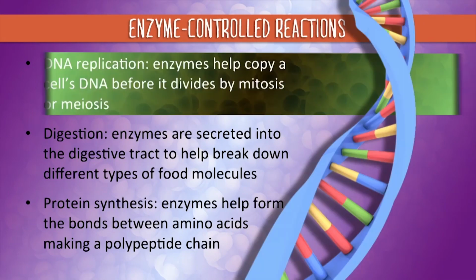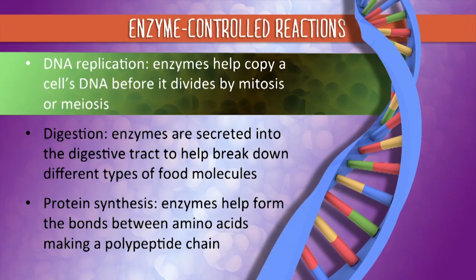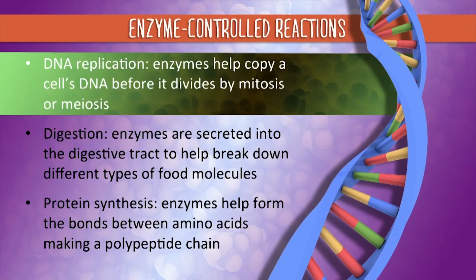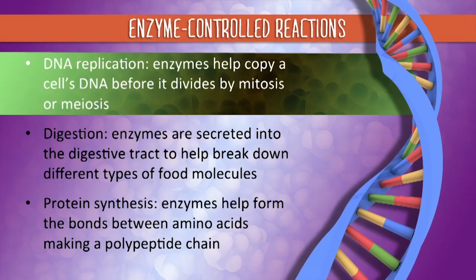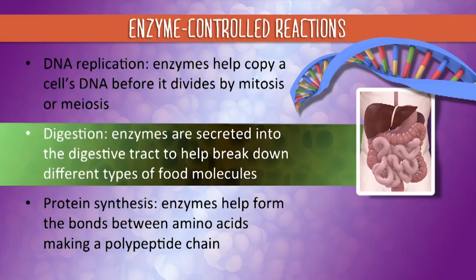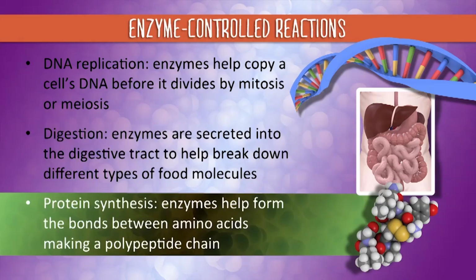Here's some examples of some enzyme-controlled reactions. DNA replication, where enzymes help copy a cell's DNA before it divides by mitosis or meiosis. In digestion, enzymes are secreted into the digestive tract to help break down different types of food molecules. Protein synthesis, enzymes here help form the bonds between amino acids, making a polypeptide chain.